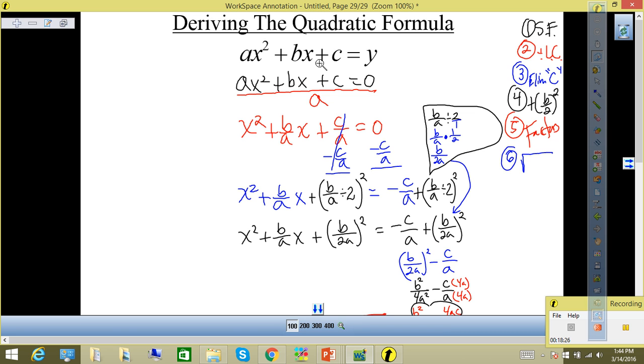We started with a standard form equation, ax squared plus bx plus c equals y. Then we followed the process of completing the square. I said, trust the steps and do the steps, but not with numbers, just variables. We change it by changing y to 0. Eliminate the constant, divide by the leading coefficient, which was a. Eliminate the constant, which was c over a. Add b over 2 squared, which became b over 2a squared.